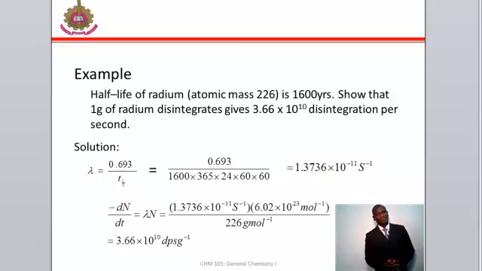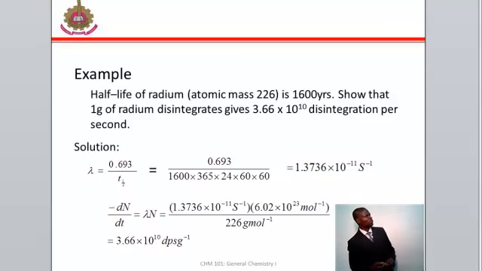Going by equation 5, λ = 0.693/t½. We have been given the half-life. The half-life from the question is 1,600 years. We have to convert years to seconds. One, we convert years to days, then days to hours, hours to minutes, and minutes to seconds.